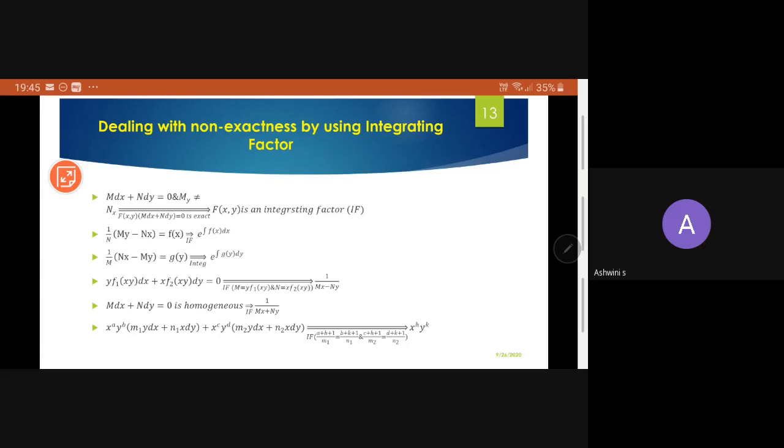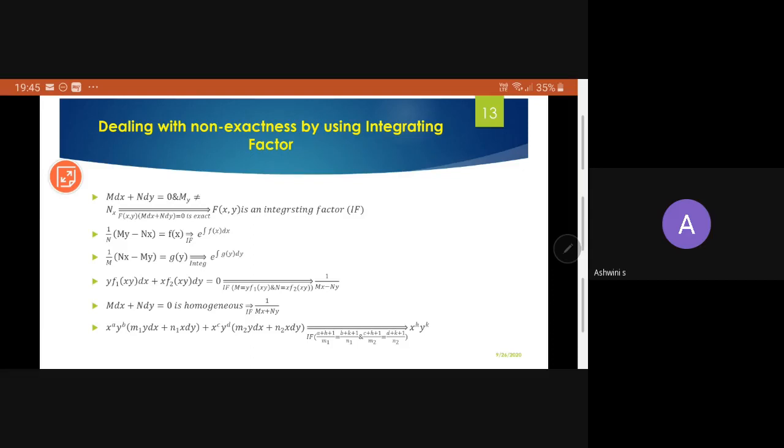See all the 5 cases here. If M dx plus N dy is 0 is a homogeneous equation, homogeneous meaning what we discussed in the beginning, then in such a case 1 by (Mx plus Ny) is the integrating factor. And similarly, there is a 5th case that we will see while doing problems. So there are 5 cases here, and you need to take care of these 5 cases.